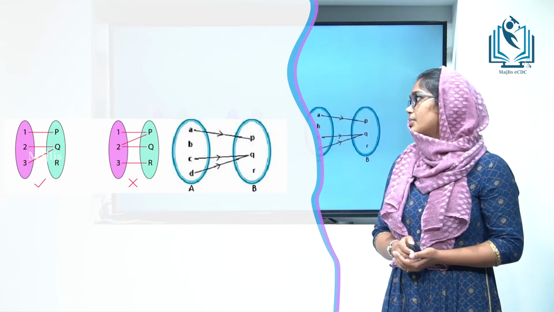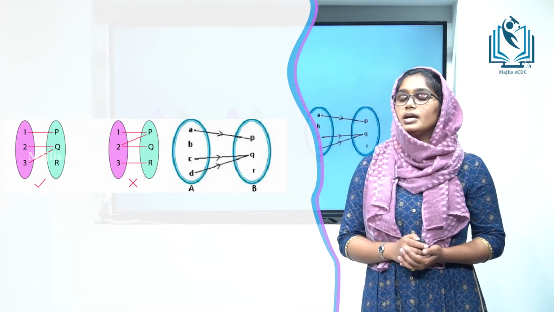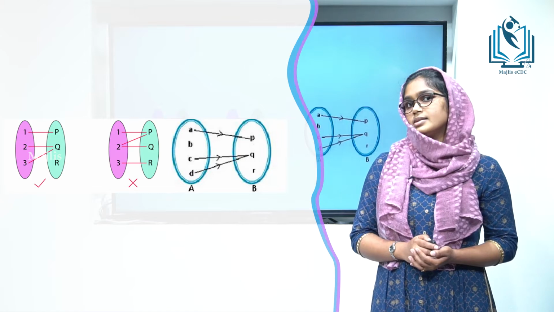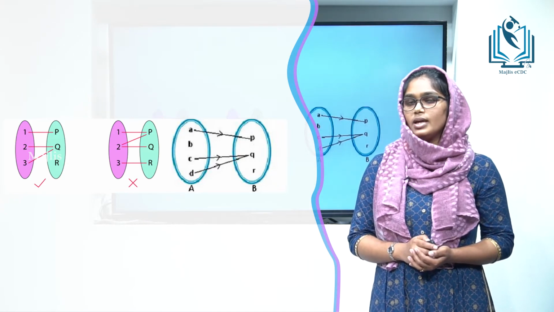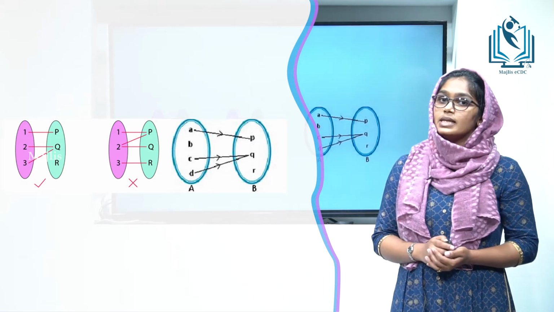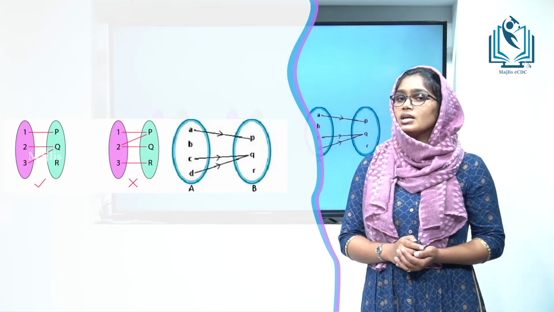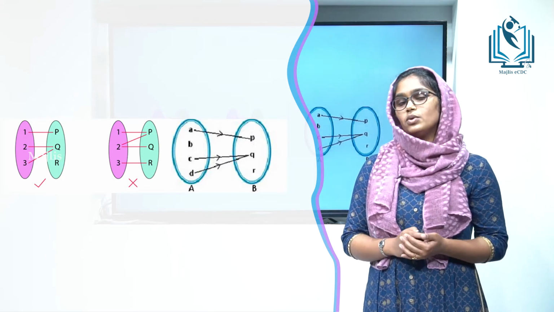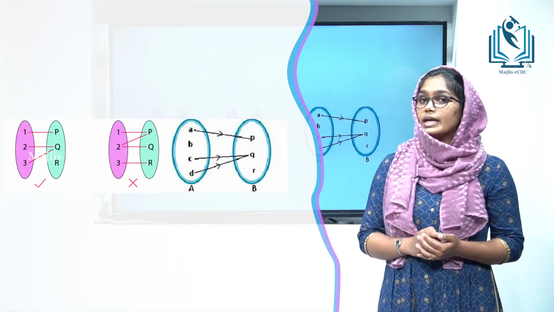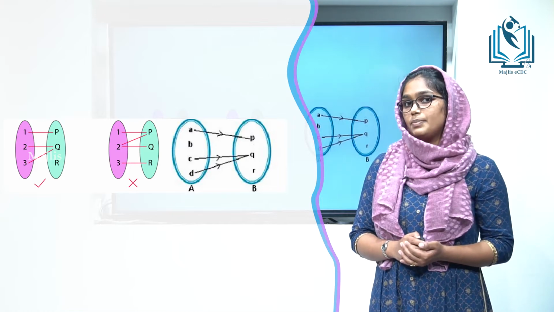Now, another example. Here we take set A as 1, 2, 3, that is the domain of the function is 1, 2, 3, and take B as P, Q, R. Here 1 maps to P and 2 and 3 map to Q. So, here the range of the function is the set P, Q.